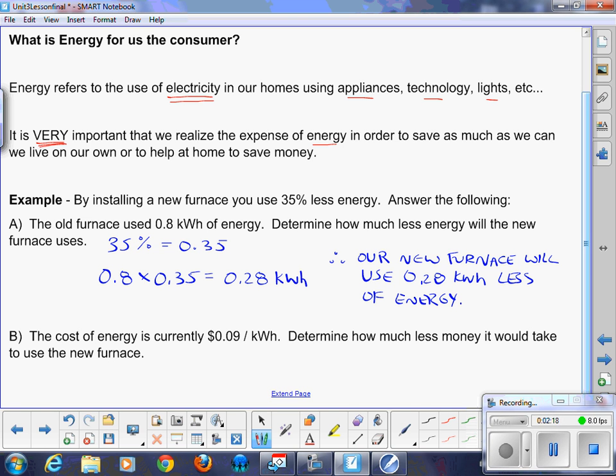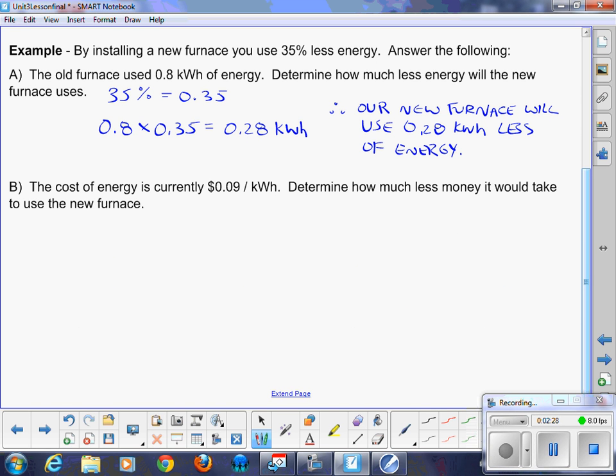So the cost of energy is, in this example, 0.09 cents per kilowatt hour. Determine how much less money it would take to use the new furnace. Our old furnace, the one that we just replaced, used 0.8 kilowatt hours. If those kilowatt hours are costing us 0.09 per kilowatt hour, we're multiplying that together, we end up with 0.8 multiplied by 0.09. So we are looking at 0.072, and I'm doing this per day, just so you get a feel for the daily usage.